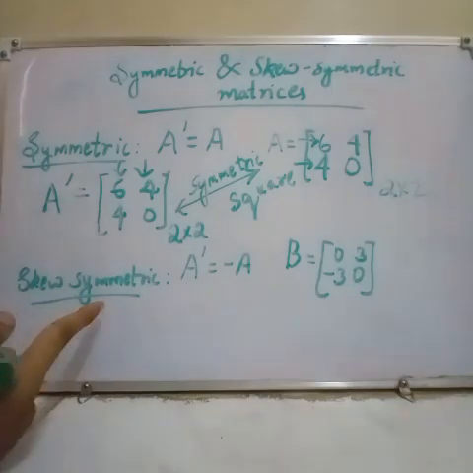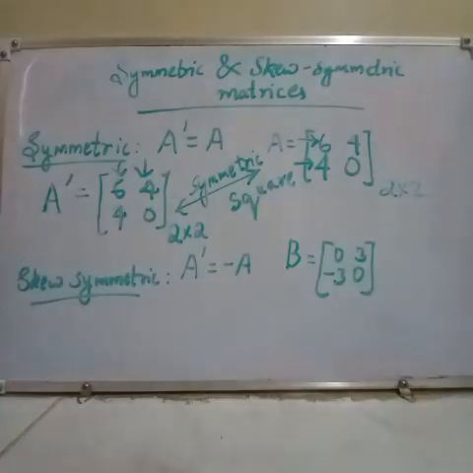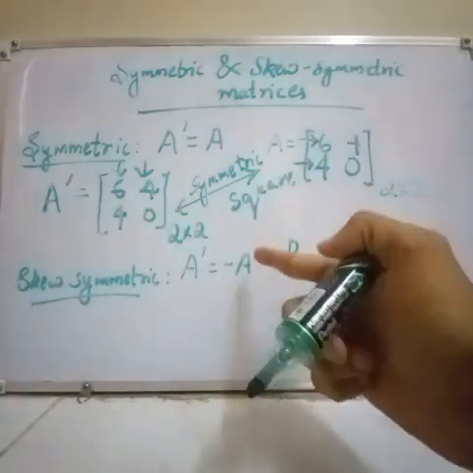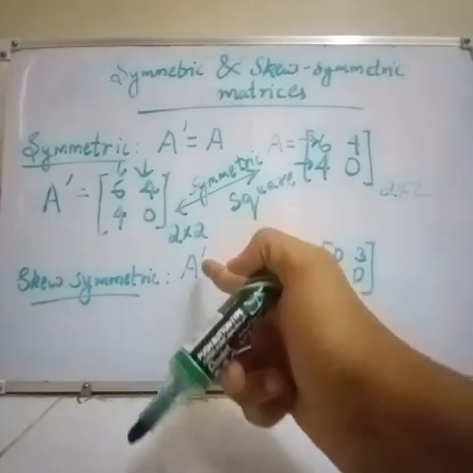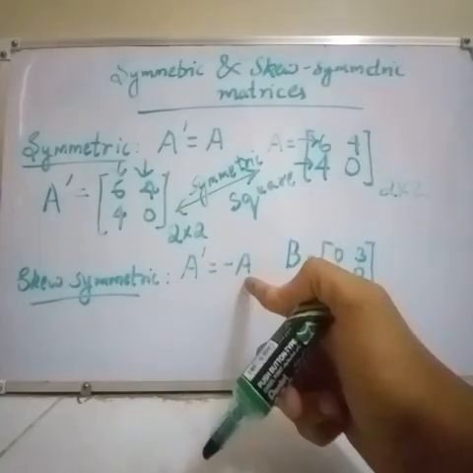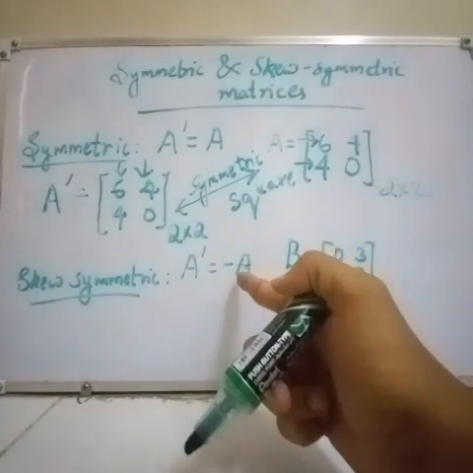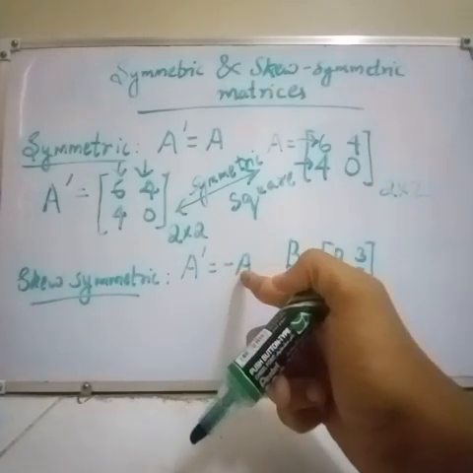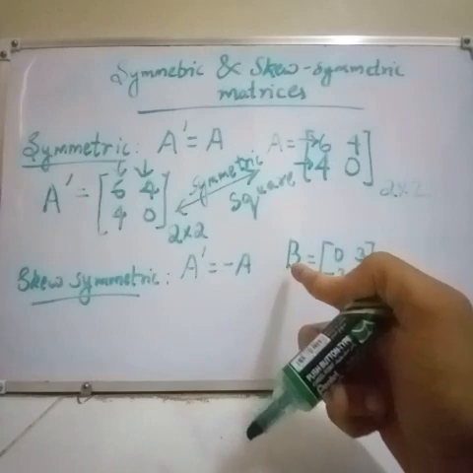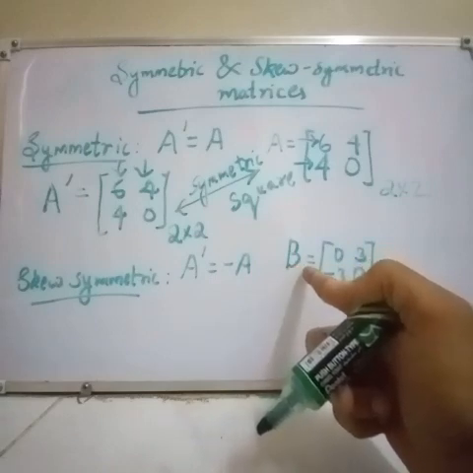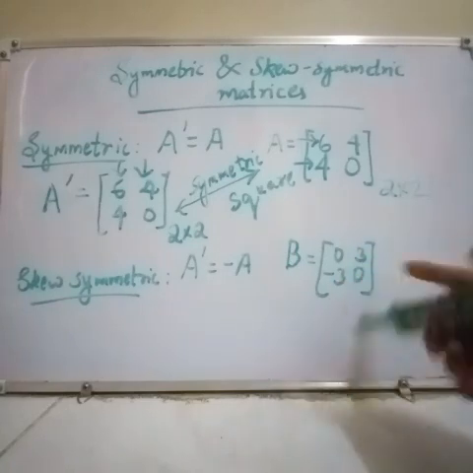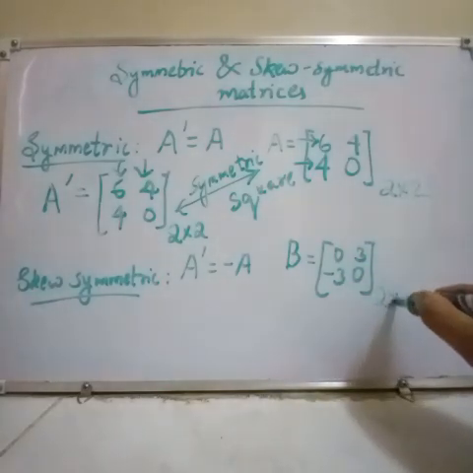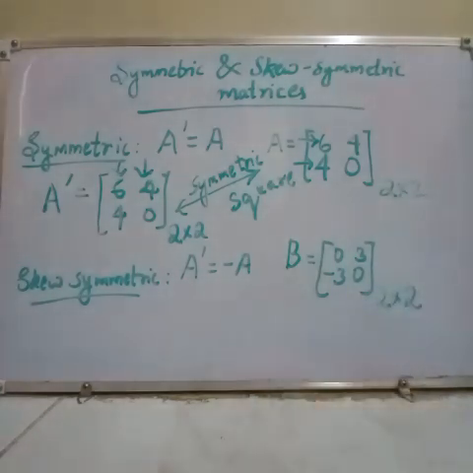Now let's check what a skew symmetric matrix is. It's very similar to the symmetric matrix, the only difference is that A complement or A transpose is equal to the negative of the initial matrix A, so minus A. For example, let's take a matrix B equal to 0 3 minus 3 0. Here also it has to be a square matrix, then only we can check if it is skew symmetric or not.